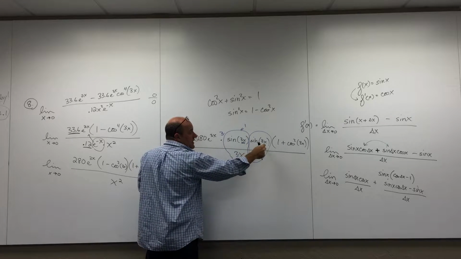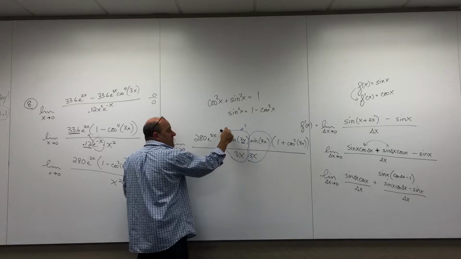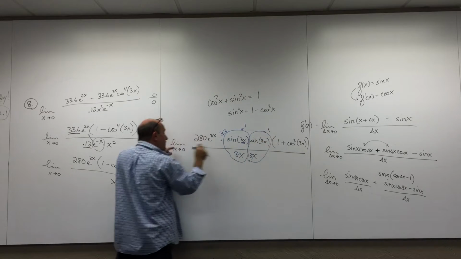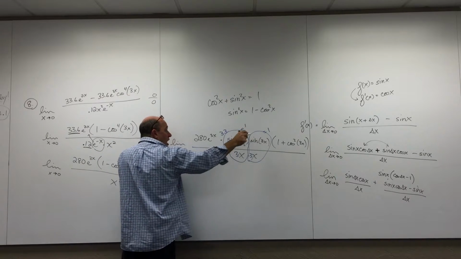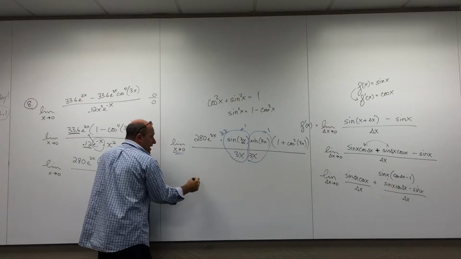What about this one? Do the same thing. I need to multiply by another 3. And then this will be a 1. When I do the limit, those go to 1. What's this? E to the 0? 1. We're done. We're doing the limit.